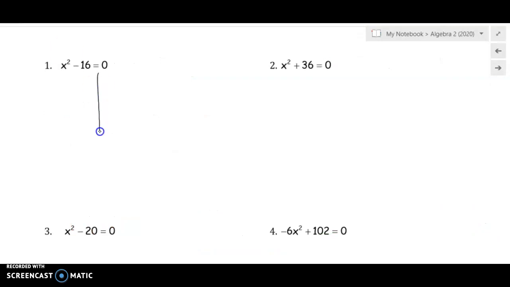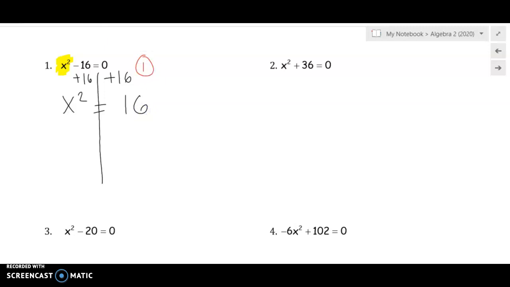So problem 1, x squared minus 16 equals 0. Step 1, isolate x squared. So if I want to get x squared by itself, I need to move the 16. So I add 16 to the other side. So I have x squared equals 16. That's step 1. So maybe put a little 1 here.